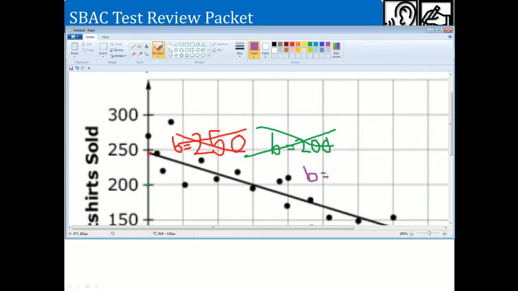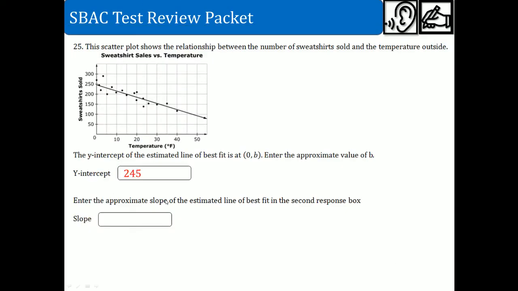So you could say the value of 245, or you could even say it is 249. Alright? I actually put 245 here. Okay? The next one, you want to enter the approximate slope of the estimated line of fit in the second box.